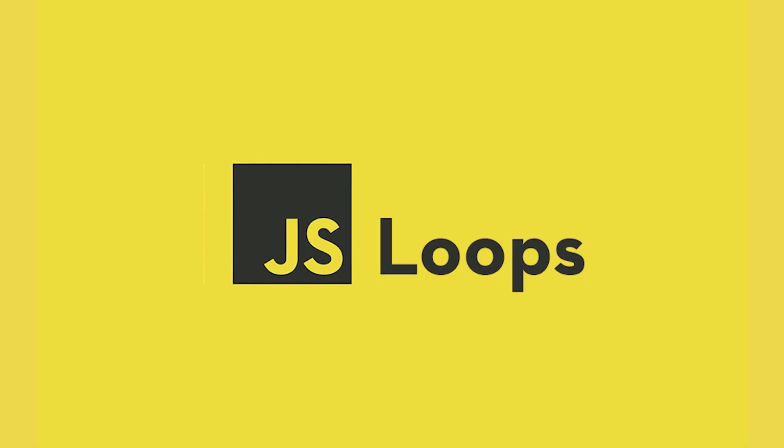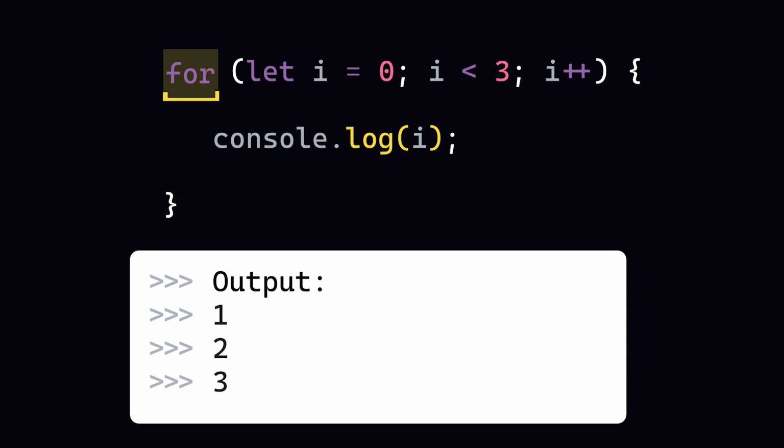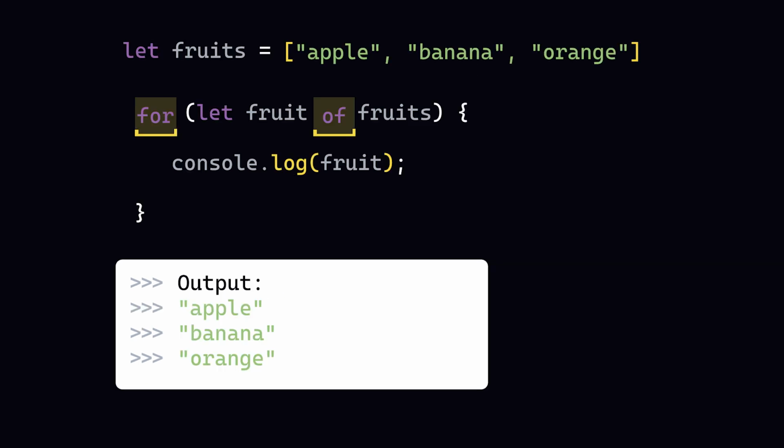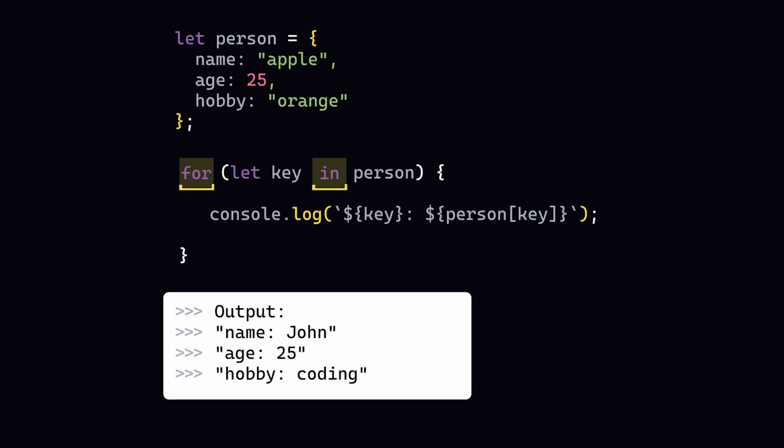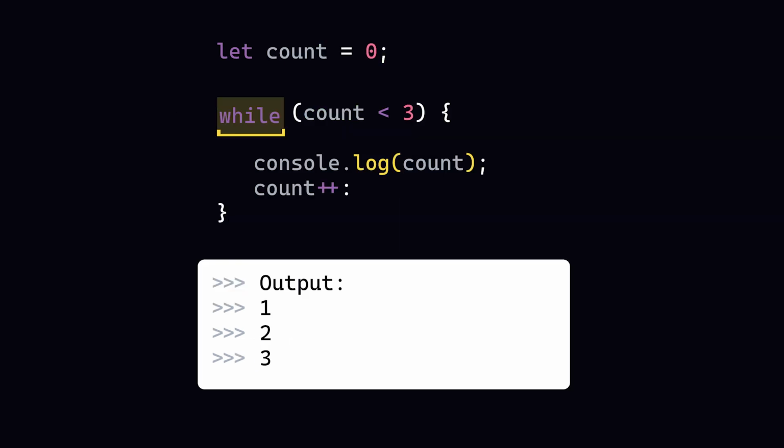Loops are like repeat buttons for code. A for loop runs a block of code a specific number of times. for-of loops through the values of an iterable object like an array. for-in loops through the properties of an object, while while loops continue running as long as a condition is true.